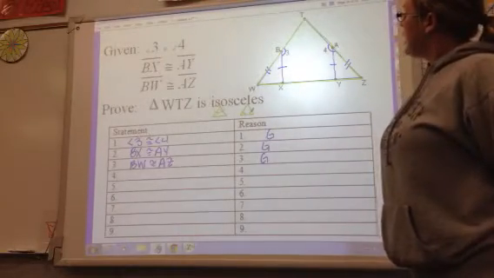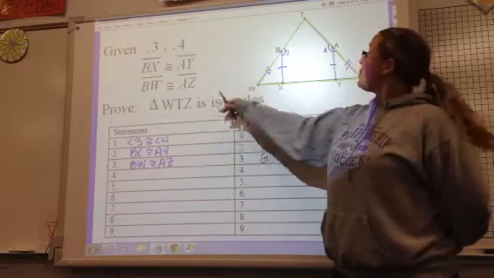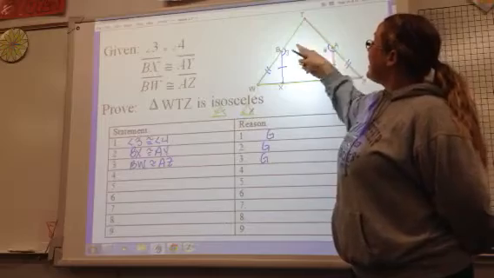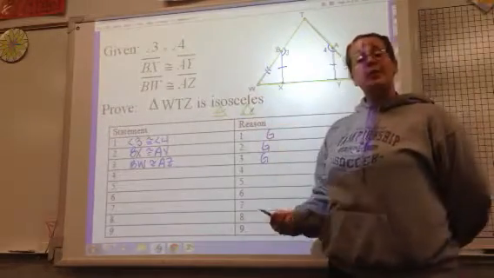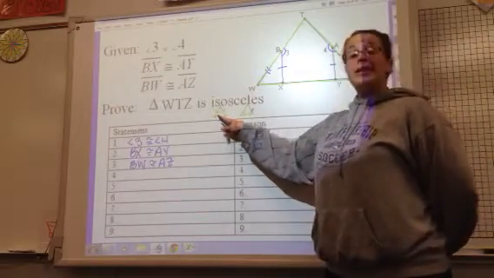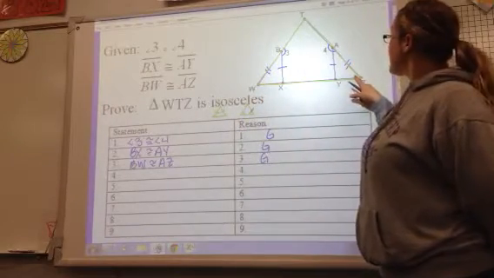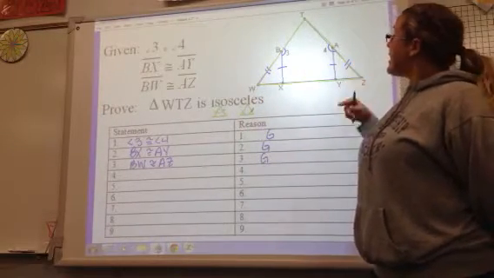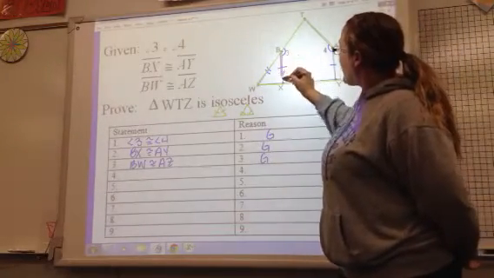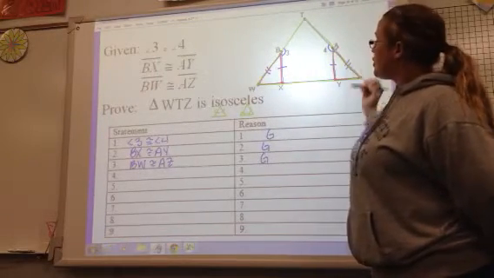Well, looking here, I'm probably not going to try to prove that these sides are congruent because I don't know anything about BT or TA or the relationship here. I don't have midpoint, bisect, or trisect. So I need to find a way to say that angle W is congruent to angle Z. And I'm going to try to say that by saying that this triangle is congruent to this triangle.